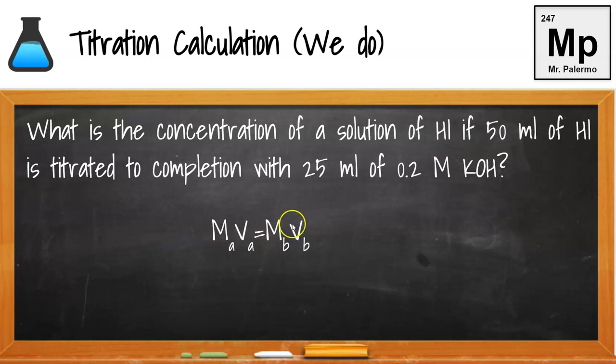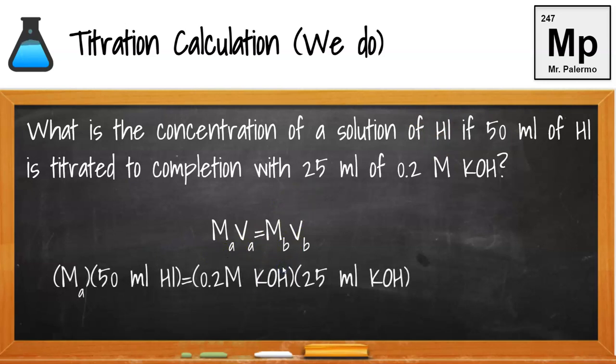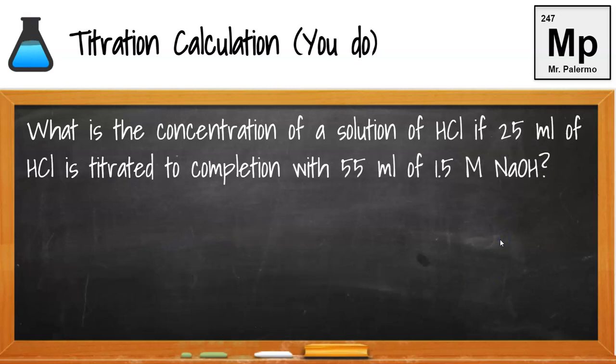And we're going to plug in the rest of our values. And when we do that, we're going to solve for the concentration of our acid, and we get 0.1 molar HI. And you can see from our results that because the base was 0.2 and the acid's 0.1, the base is twice as concentrated, so it only required half the amount of base compared to acid to neutralize it. Okay, now you try an example.